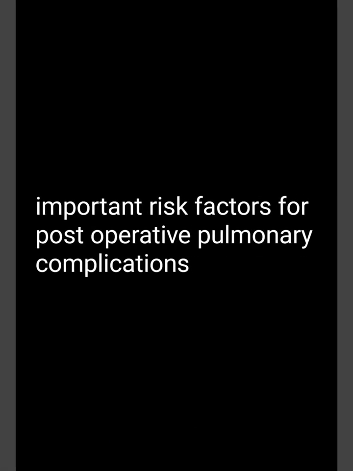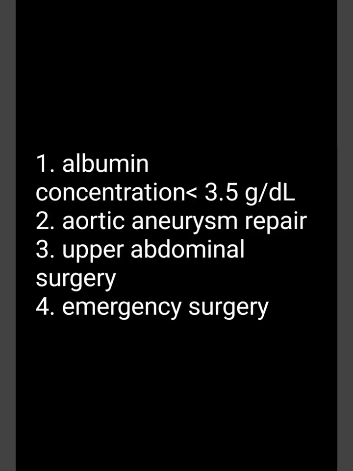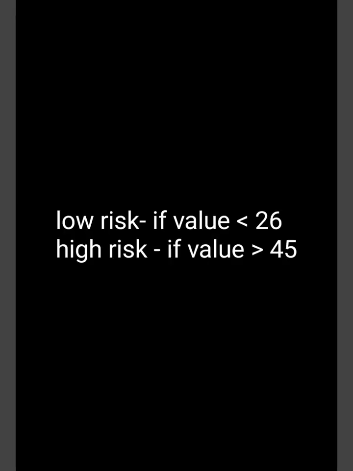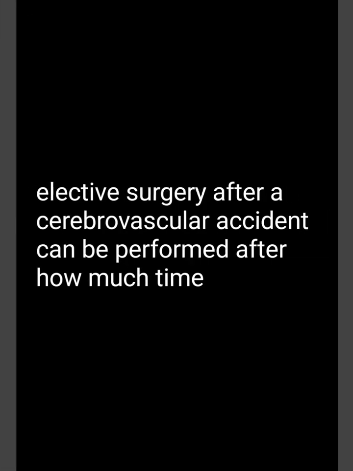Important risk factors for post-operative pulmonary complications: 1. Albumin concentration less than 3.5 grams per deciliter. 2. Aortic aneurysm repair. 3. Upper abdominal surgery. 4. Emergency surgery. ARISCAT scoring for respiratory risk, interpretation values: low risk if value less than 26, high risk if value greater than 45.